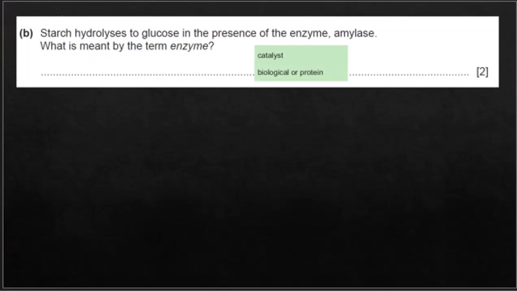All right, next part of the question. Starch hydrolyzes to glucose in the presence of the enzyme amylase. Question, what is meant by the term enzyme? An enzyme is a catalyst or a biological protein. An enzyme is a catalyst that speeds up or alters the rate of a reaction. An enzyme is a protein. An enzyme speeds up a reaction, alters a reaction, but does not take part in the reaction itself.